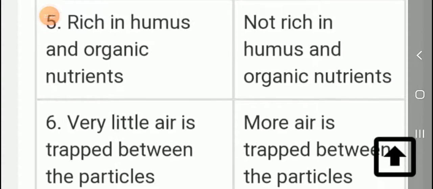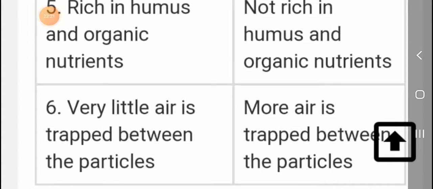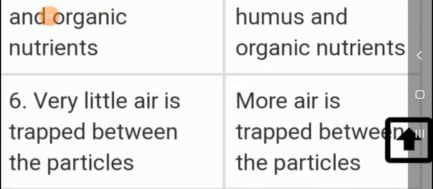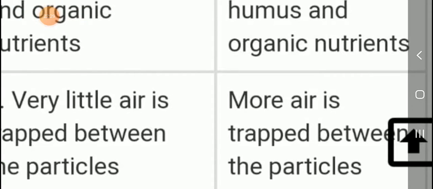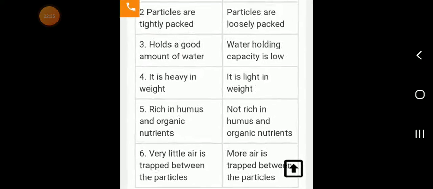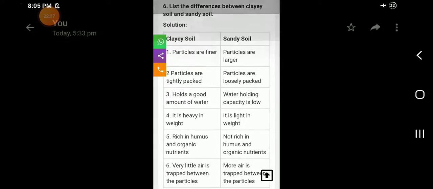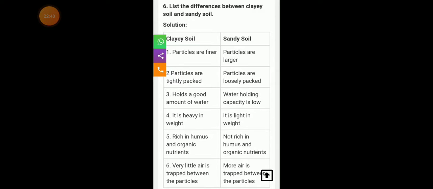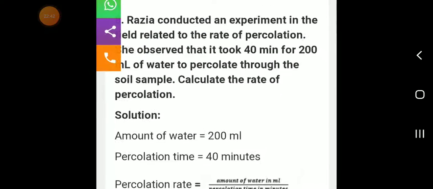Next, in clay soil, very little air is trapped between the particles. In sandy soil, more air is trapped between the particles. That's all, the difference between clay soil and sandy soil. Okay, next.